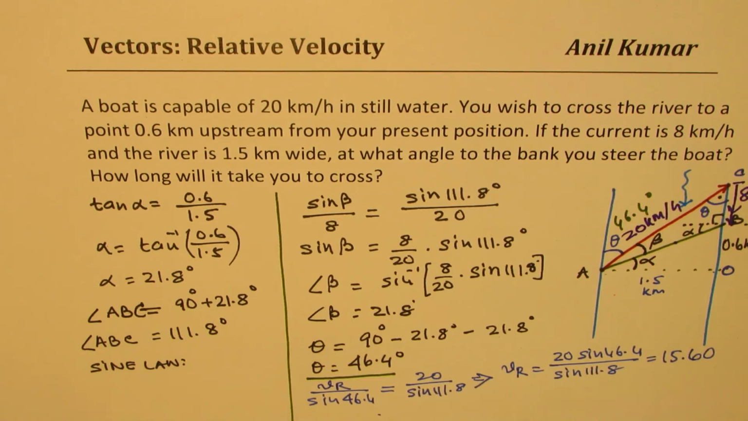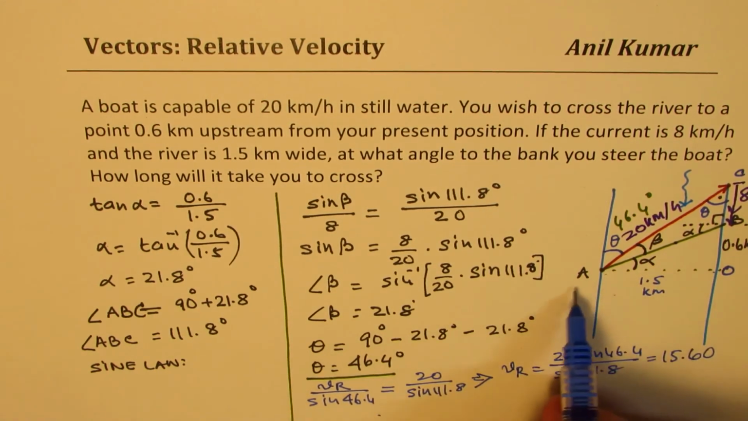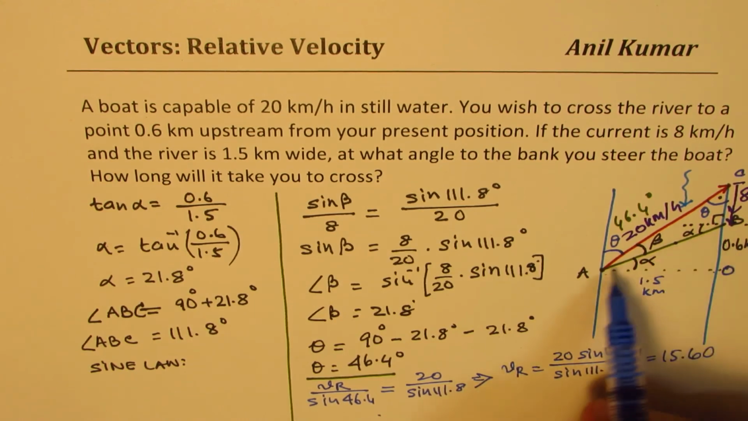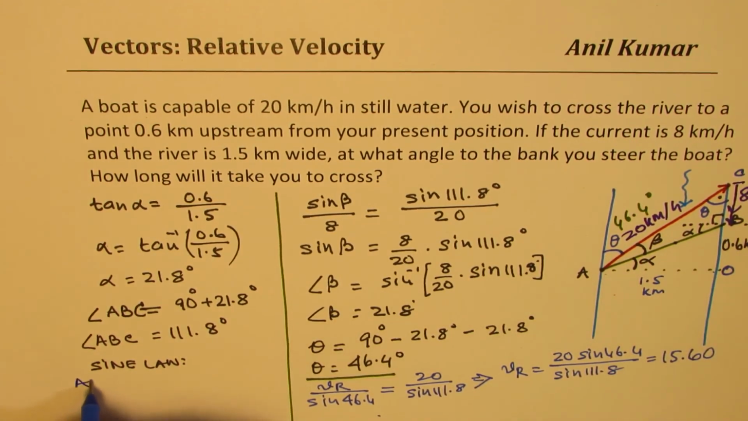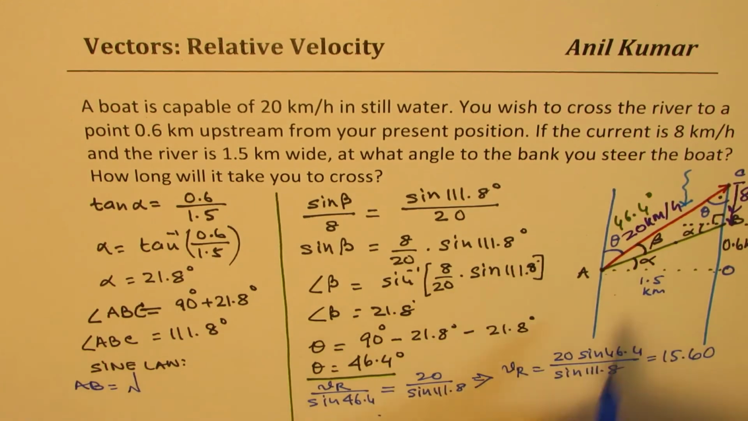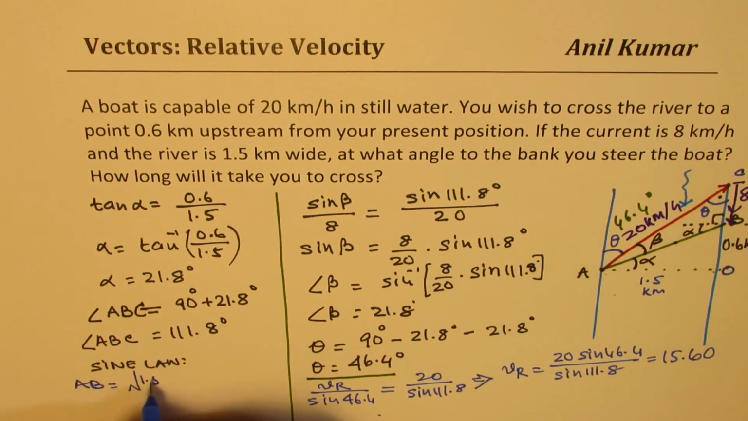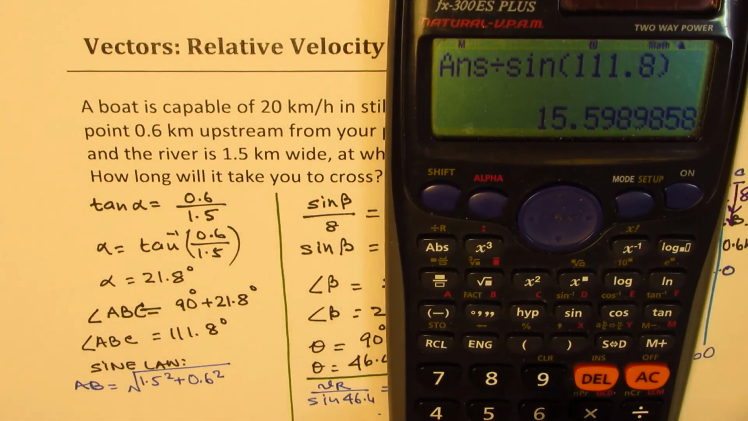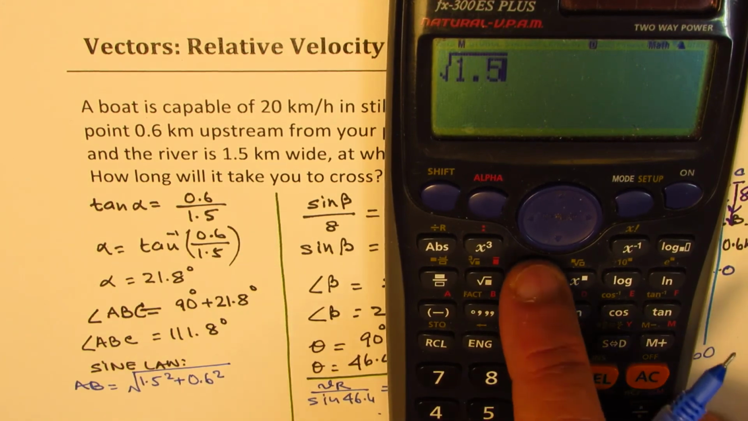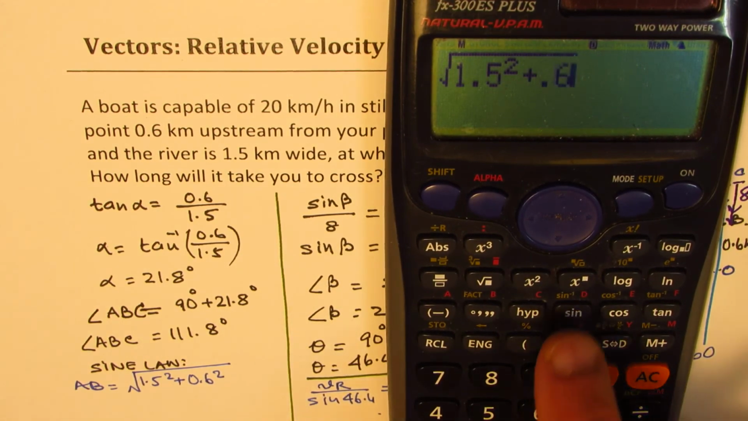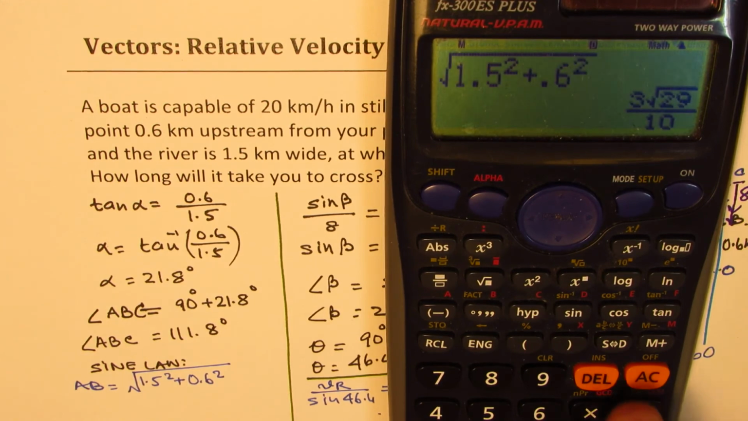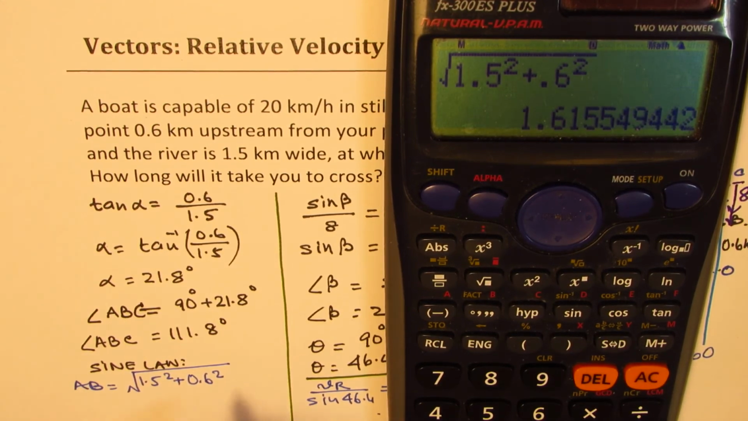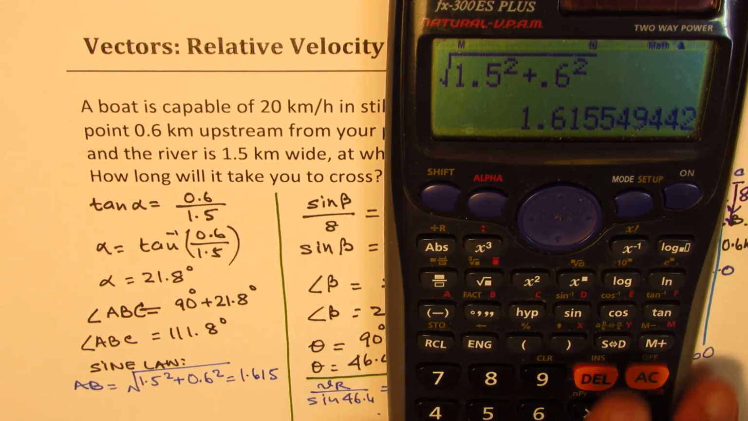Now, let's find the distance A to B. So I'll find the distance A to B here using Pythagorean theorem, right? So AB will be equal to square root of 1.5 squared plus 0.6 squared, right? So it is square root of 1.5 squared plus 0.6 squared. That is equal to, in decimals, 1.615. Okay, so that is the distance.